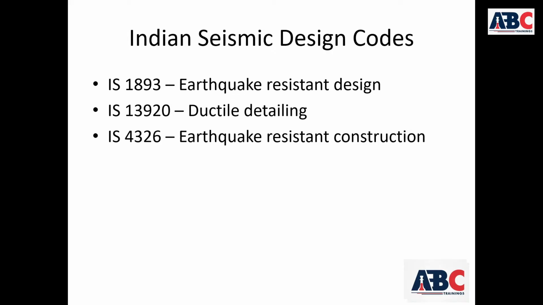Third one is IS 4326, earthquake resistant design and construction of buildings. It generally guides construction. This code mainly focuses on masonry buildings, low-rise buildings, construction practice, and seismic bands like plinth band, lintel band, and roof band.